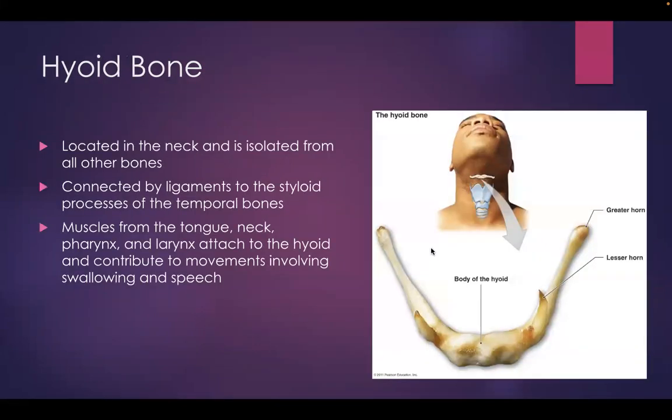The hyoid bone is located in the neck. It's isolated from all other bones. It's connected by ligaments to the styloid processes of the temporal bones. Muscles from the tongue, neck, pharynx, and larynx will attach to the hyoid bone and contribute to movements involving swallowing and speech.